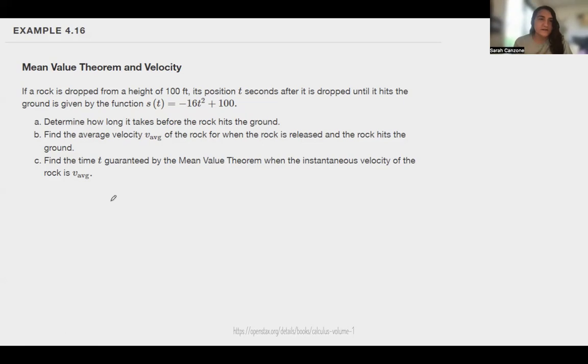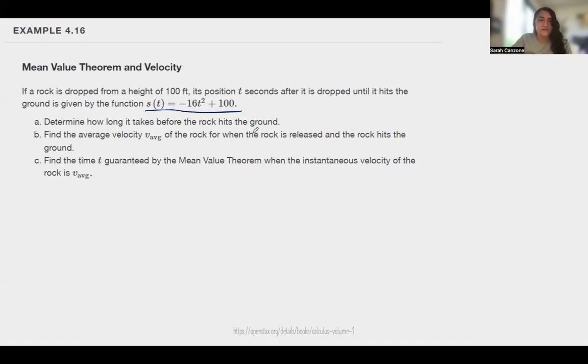it's dropped until it hits the ground is given by s of t, again, s of t is a position function, equals negative 16t squared plus 100. We want to find these things. So A, we want to determine how long it takes before the rock hits the ground. So that's not too hard. This doesn't even use calculus.